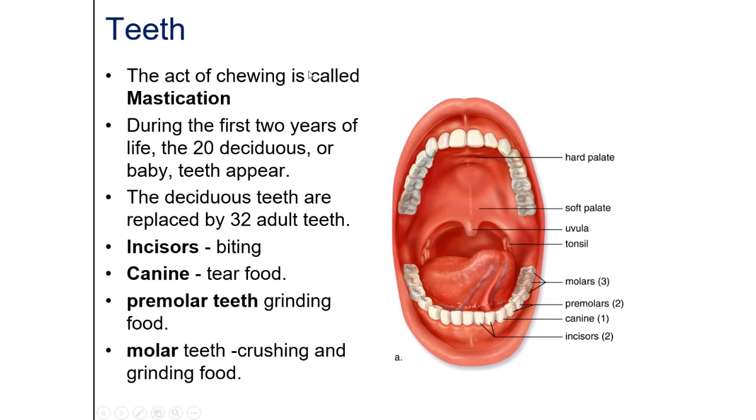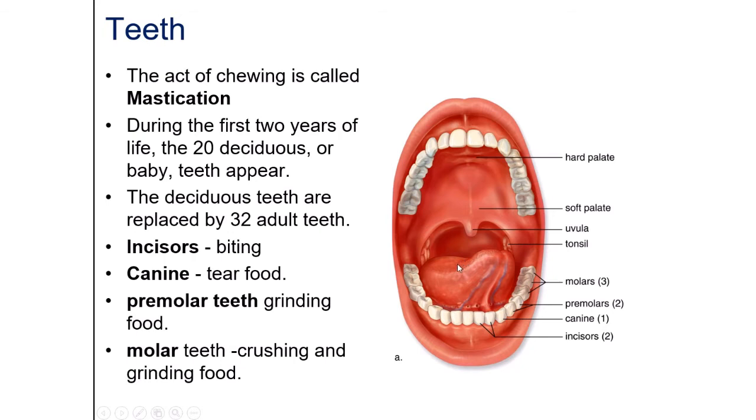So the act of chewing is called mastication, and mastication is part of physical digestion. You're basically chopping up the food into smaller bite size so you can swallow them. Here you can see the hard palate, soft palate at the back, and the uvula that's kind of dangling at the back there. You might also remember the tonsil, right? Those are your palatine tonsils. You also have another tonsil at the base of the tongue called the lingual tonsil.